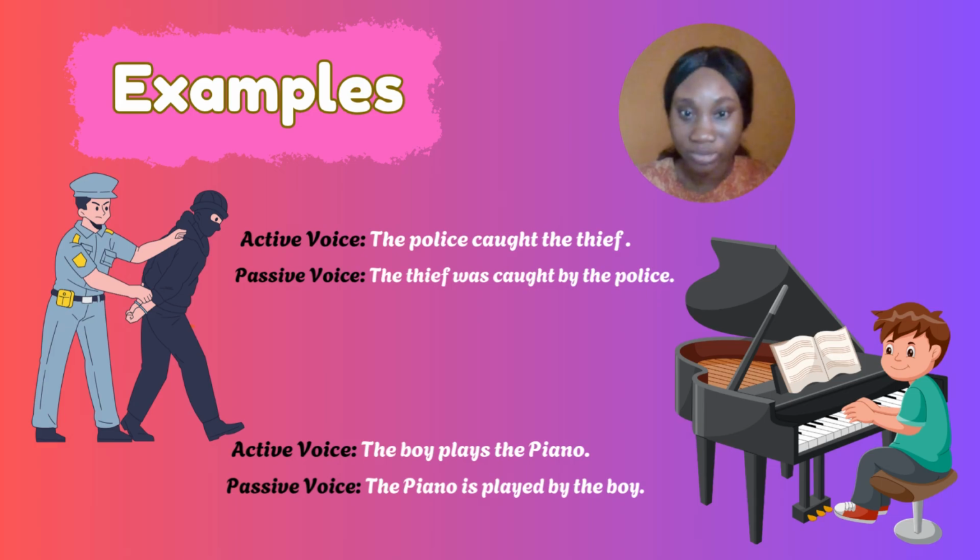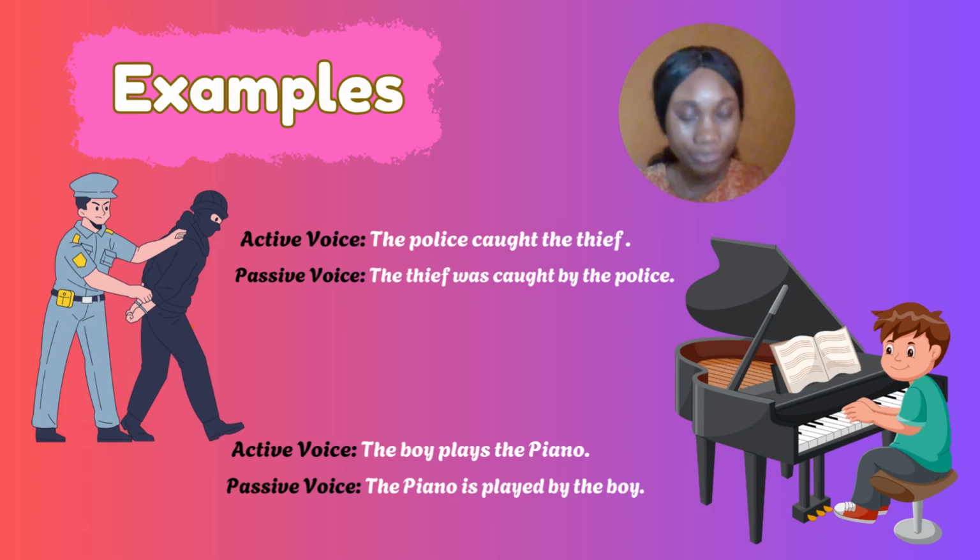Look at these examples right here on your screen. The first one: the police caught the thief. Now, who did the action? The police. So you can see that the police is right there at the beginning of the sentence. The police caught the thief. But if you want to put that sentence in passive voice, the police has to go to the end of your sentence. So it now becomes: the thief was caught by the police.